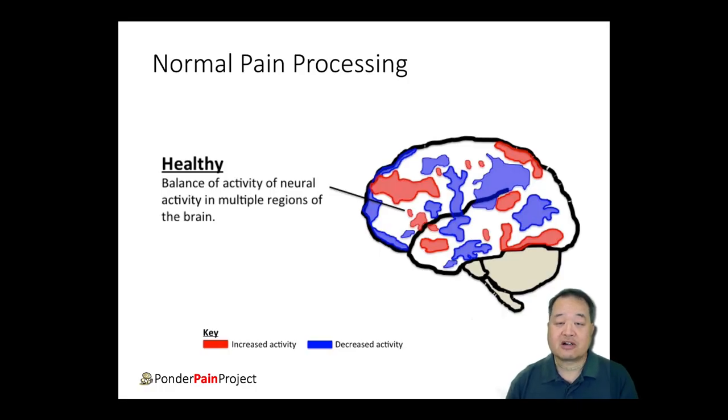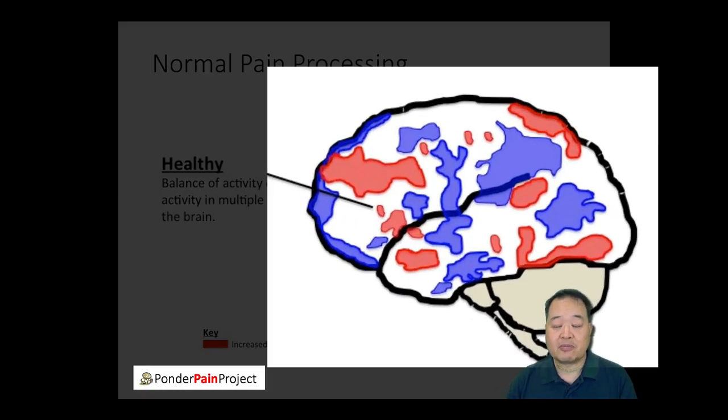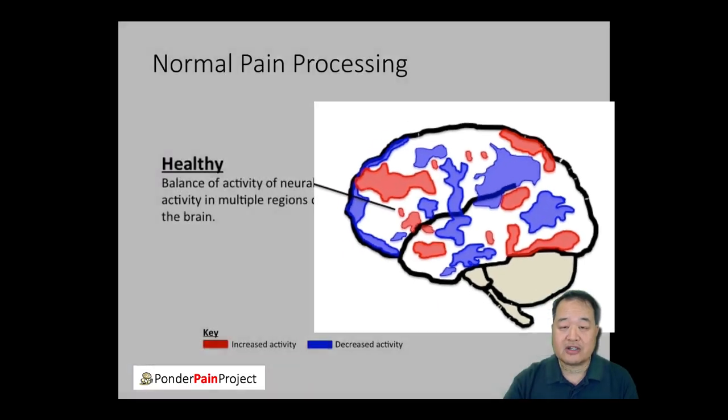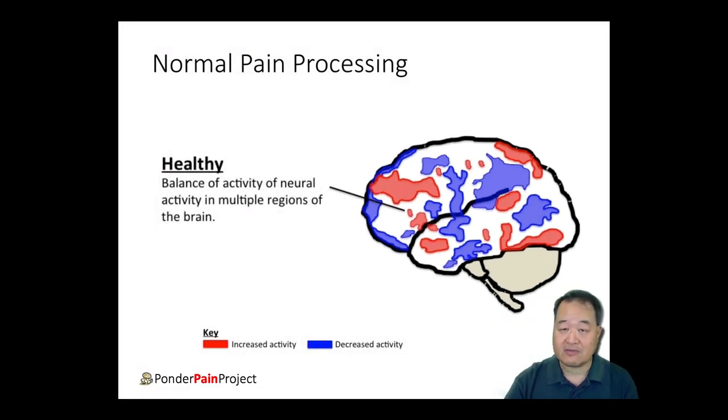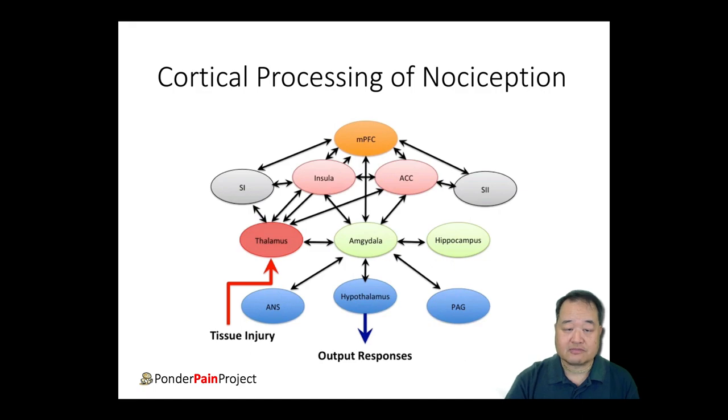The interesting thing is that our brain sets up a normal pattern, and when we look at the normal pattern of processing pain, we see things light up. In a healthy brain, we see a balance of areas that are quiet, which are blue, and areas that are more active, which are red. So the question is, what areas get more red or more active when we start to experience pain?